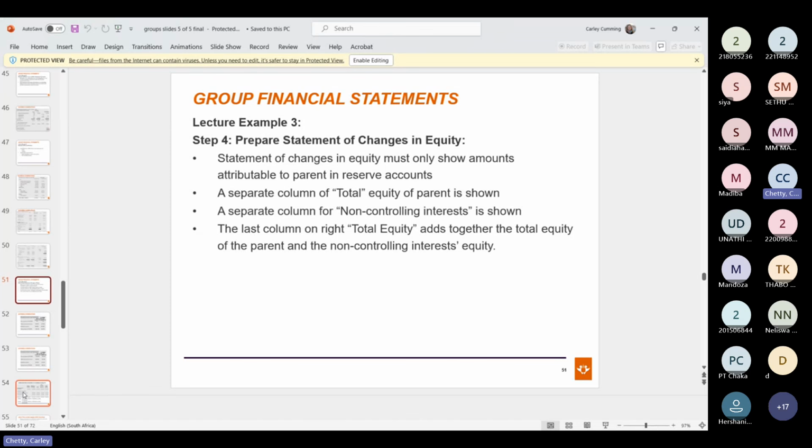Now we need to prepare the statement of changes in equity. So the statement of changes in equity must only show amounts attributable to the parent in the reserve accounts. A separate column of total equity of the parent is shown. Then next to that, a separate column for the non-controlling interest will be shown. The last column on the right will be called total equity, and this will add up the total equity of the parent and the non-controlling interest.